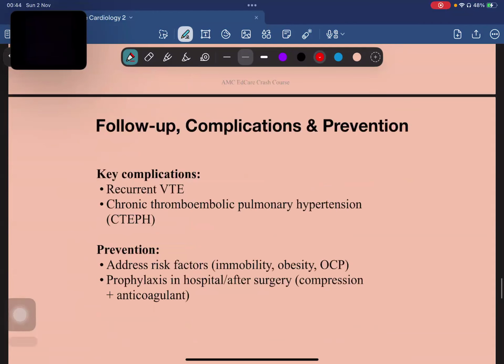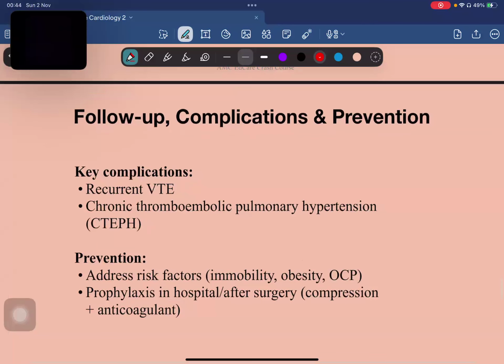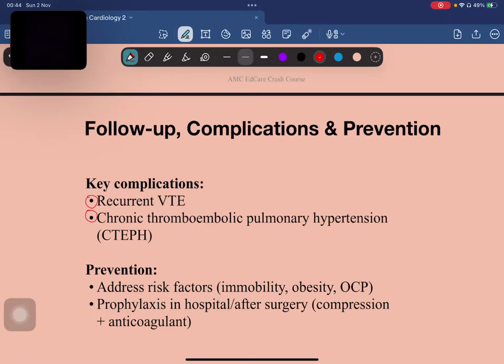Let's now quickly run through the follow-ups, the complications and the prevention that we should know. After any acute phase, a follow-up is very critical, because patients are at risk of recurrent venous thromboembolism. And chronic thromboembolic pulmonary hypertension is a rare but serious complication. So it's good to be on the watch for these two complications.